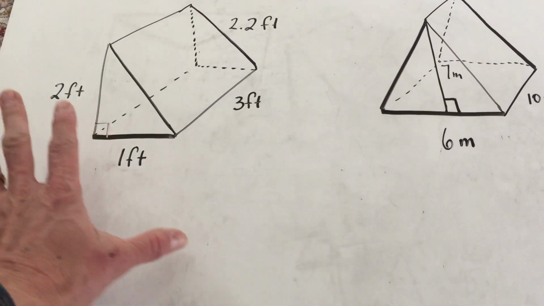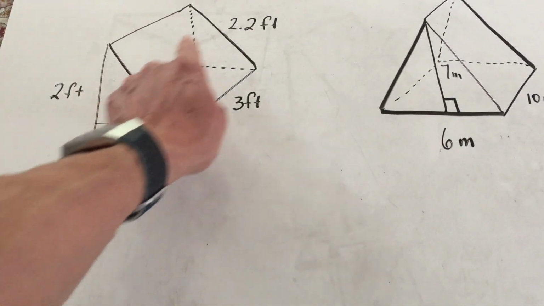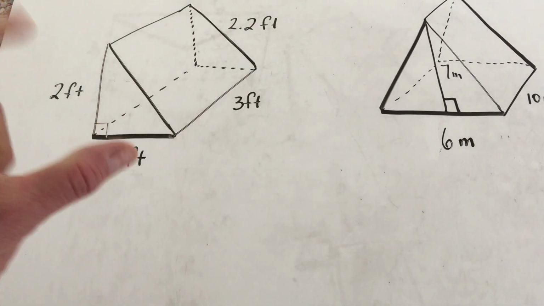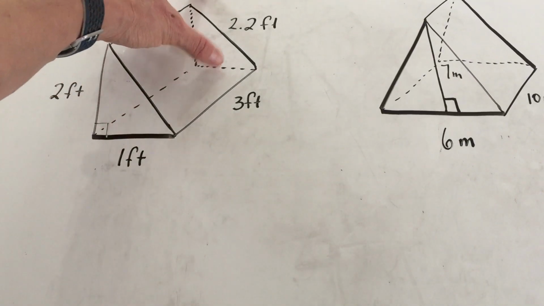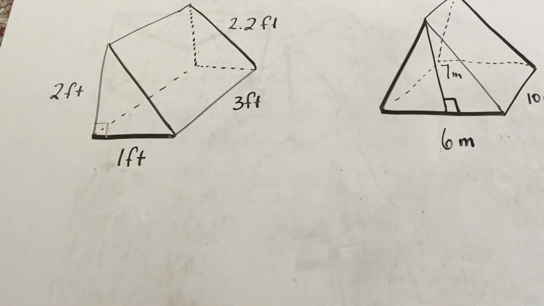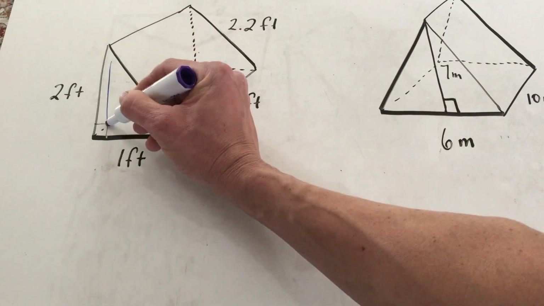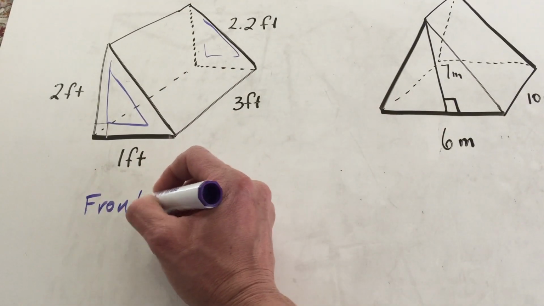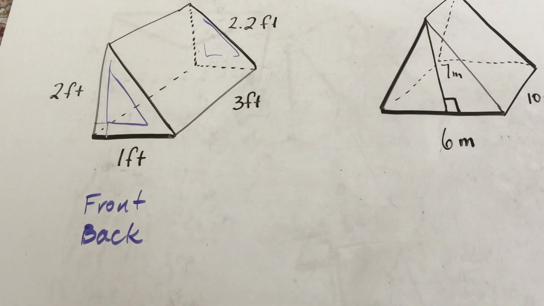So if we're looking at these two triangular prisms, we're going to have to find the area for each side and add them up. Now, I mentioned in an earlier video that this triangle is going to be identical to that triangle. So once we find the area of this triangle, we've also found the area of this one. So the way I would go about it is that I would start with the front and the back and find the area for those first.